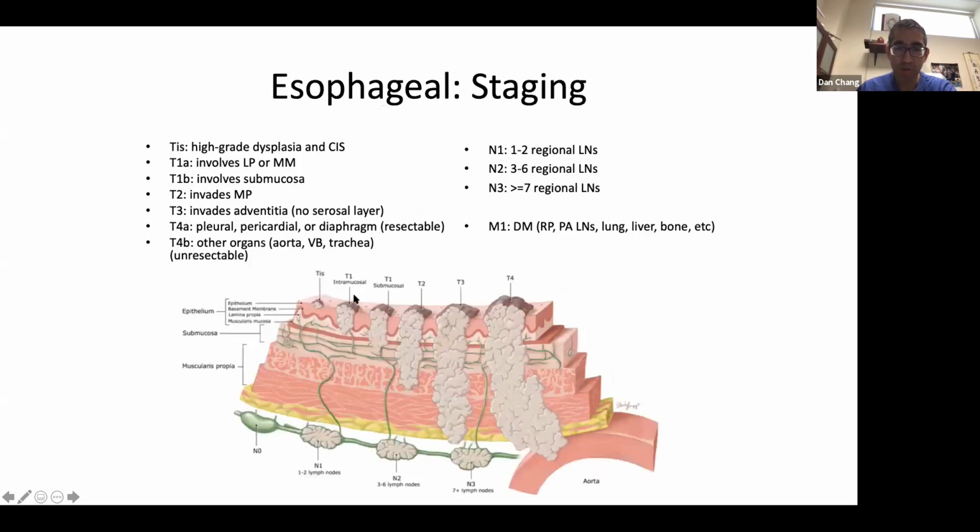And then this just goes through the different stages. T1 would be essentially confined to the mucosa or submucosa. T2 is into the muscularis but not past. T3 is past the muscularis, and T4 is invading into a nearby structure. These are generally common themes for most of the GI cancers. And then they have different nodal staging based on the number. And then metastases would be anything that is considered a distant metastasis.